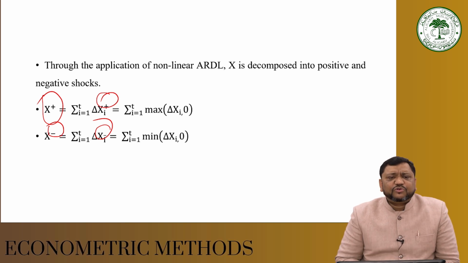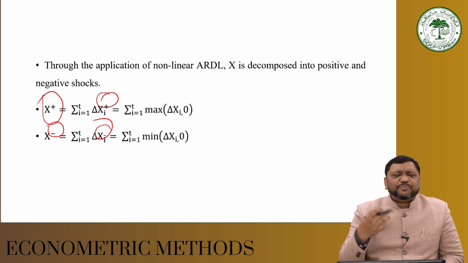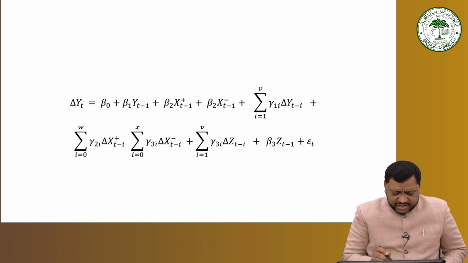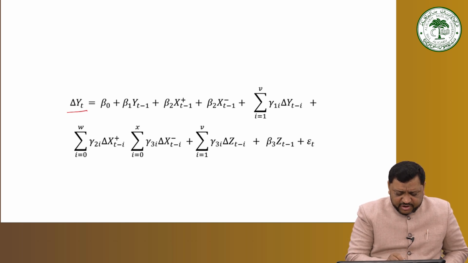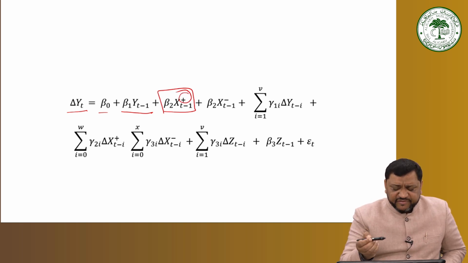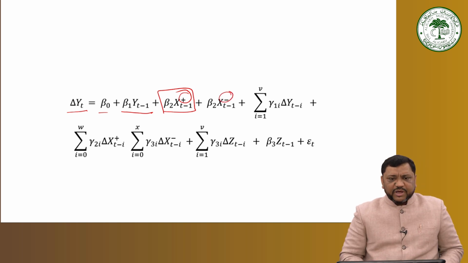So what we do through the application of non-linear ARDL, x is decomposed into positive and negative shocks. This is an addition to the ARDL method, and now here we have the equation. So yt is equal to b naught plus beta 1 yt minus 1, and see here it is a plus. So we decompose it into the positive effect: change in x, what will happen to y, and if there is a negative change in x, what will happen to y.